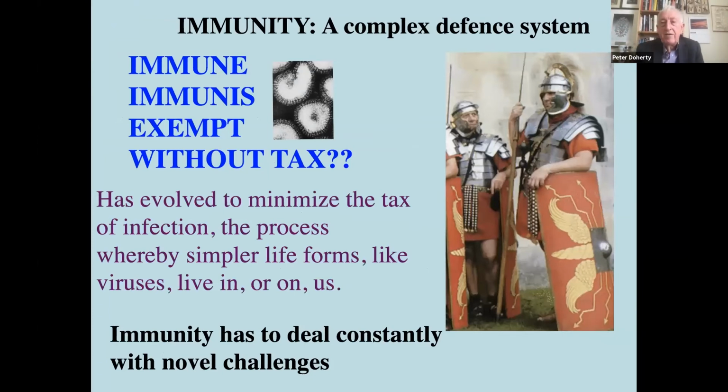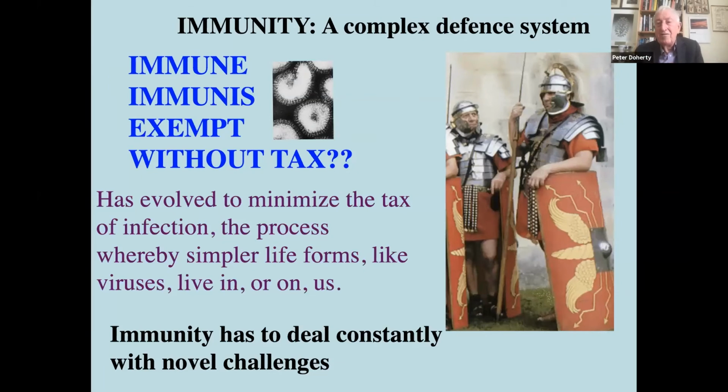Now, our protection against viruses, of course, is by the immune system. The word immunity comes from the word immunus, which means without tax. Categories of Roman soldiers after the wars were described as being in the genio immunium. And immunity is there to limit the tax of infection.